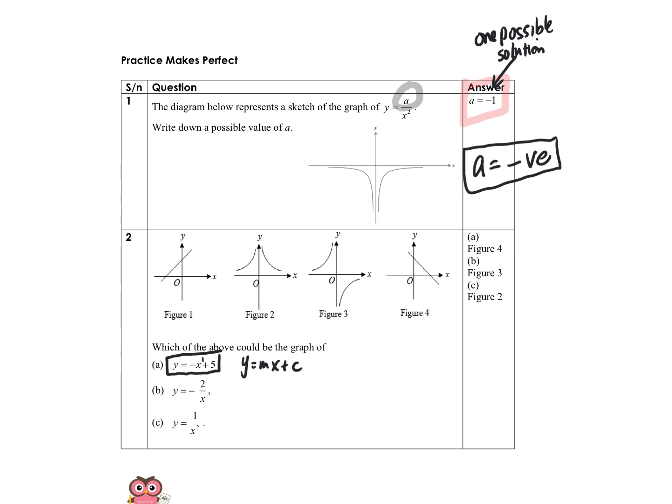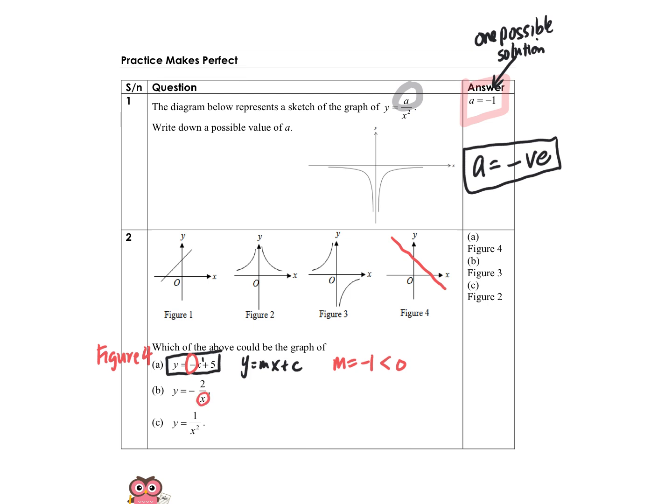Because it's a positive. Which one is a positive? The other number. So it's minus x. Because it's minus x, the gradient is negative 1. Gradient is negative, so it's downward sloping. So that's why this is figure 4. Okay, so you must know the reason why that is so.